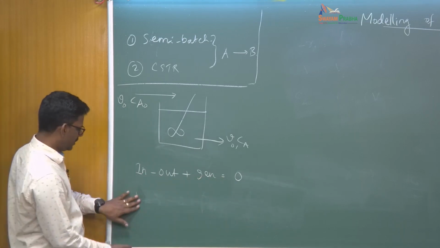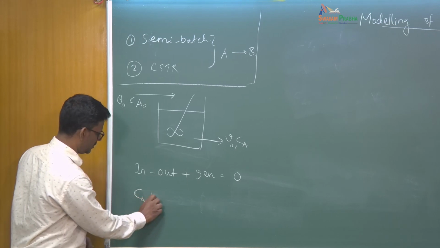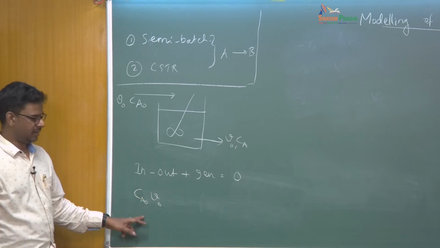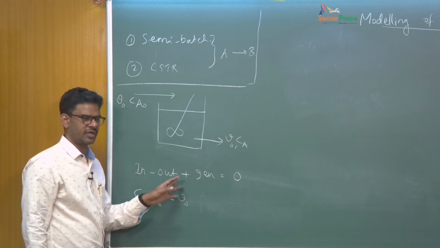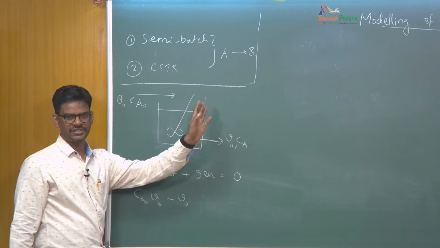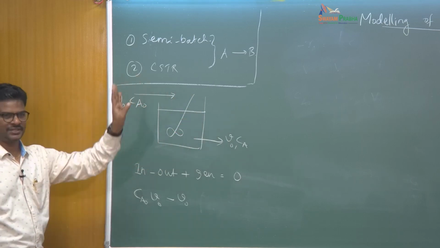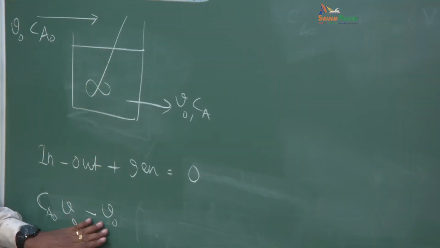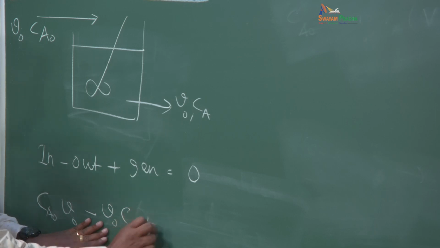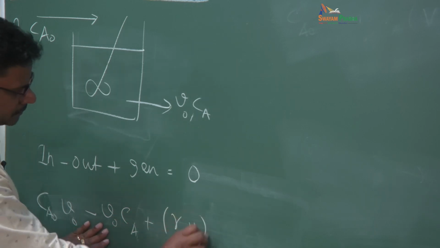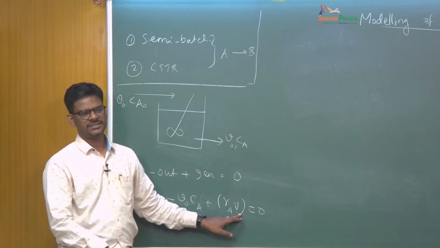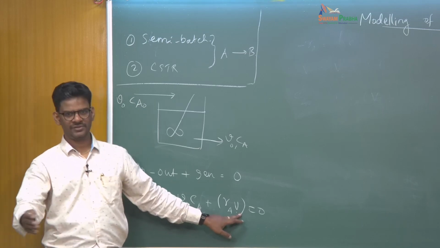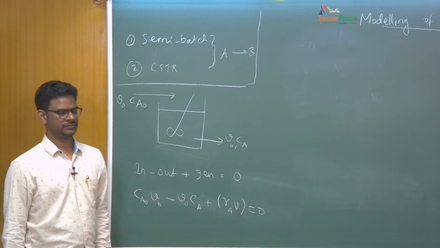So what is coming in? CA naught into V naught. This is what is coming in. What is leaving? I'm talking about constant density, so the volumetric flow rate V naught is not changing. Liquid phase constant density reactions. So we've got V naught into CA plus RAV, where V here is the volume of the reaction mixture. In this case, the volume of the reaction mixture and the volume of the reactor are the same. It's not going to change.